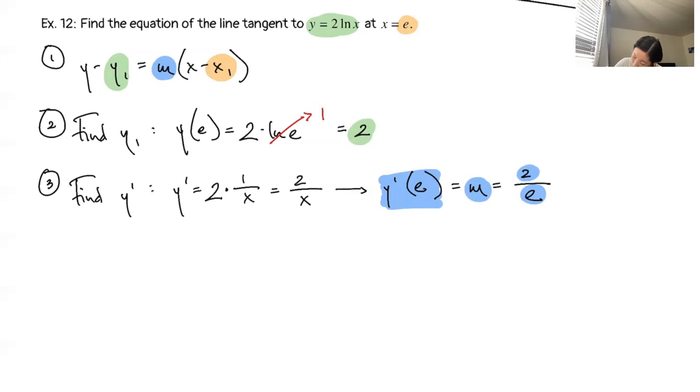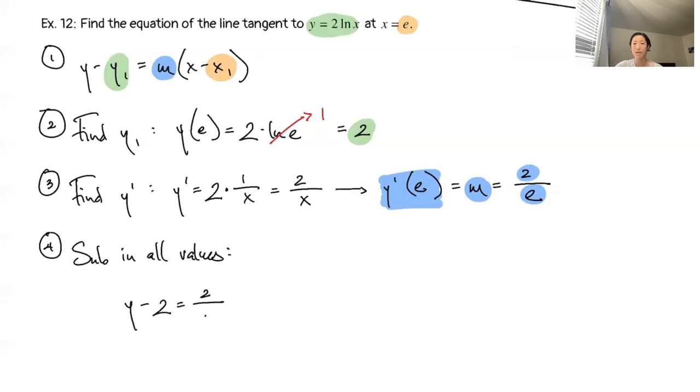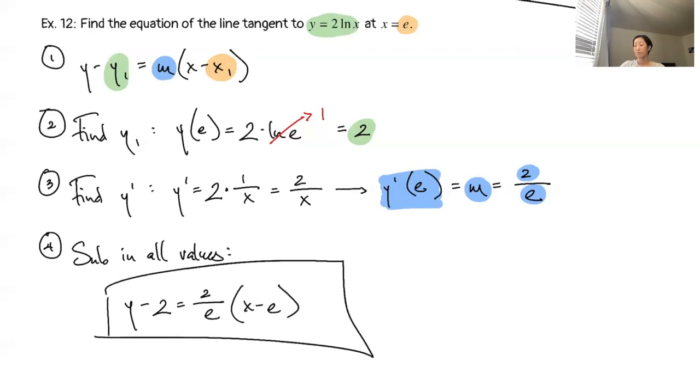So we're going to sub in all values. And we'll get y minus 2 equals 2 over e parentheses x minus e. And we can go ahead and leave it just like that. So y minus 2 equals 2 over e parentheses x minus e, and leave it in that form. Please don't simplify. You're totally good to go here.